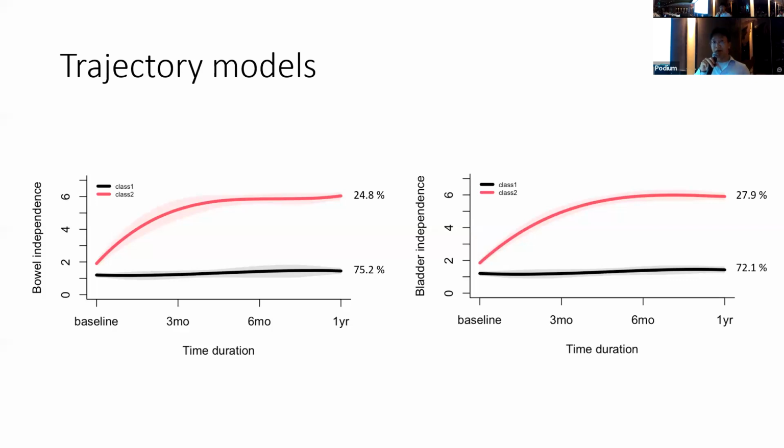So upon conducting the trajectory analysis, we found that when following the preset parameters, a cubic model with a two trajectory group was the best fitting for both bowel and bladder incontinence independence at 1 year. So as you can see, both follow a pretty similar curve, and with around a quarter of patients achieving full independence of bowel and bladder function at 1 year.